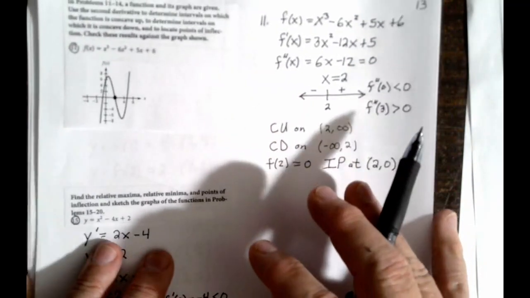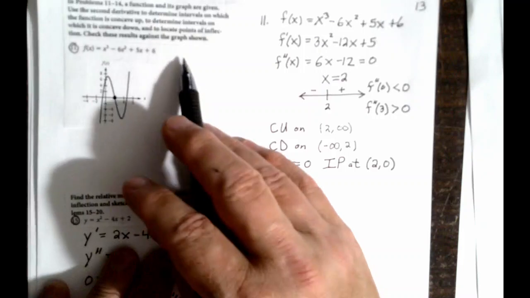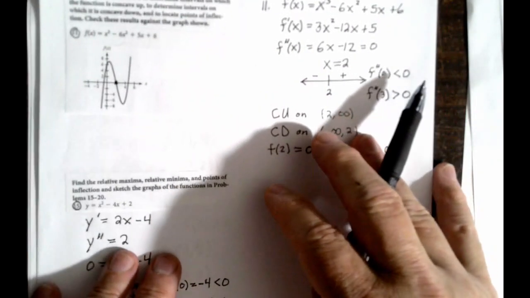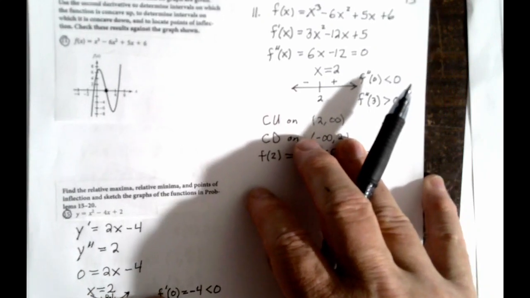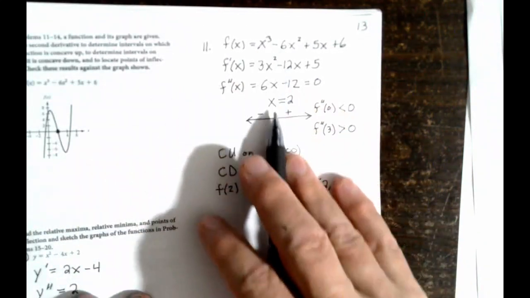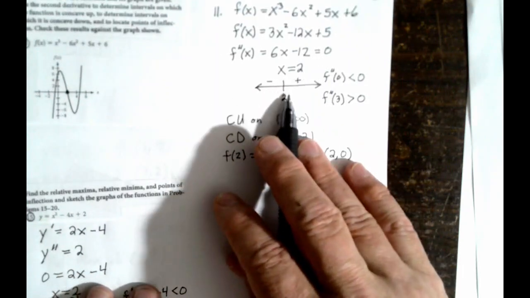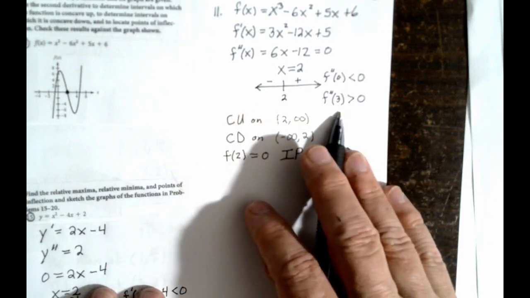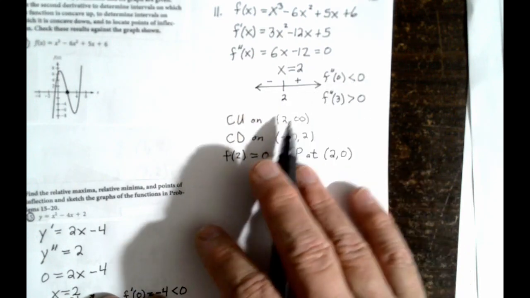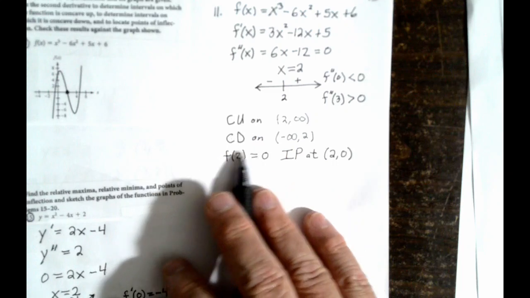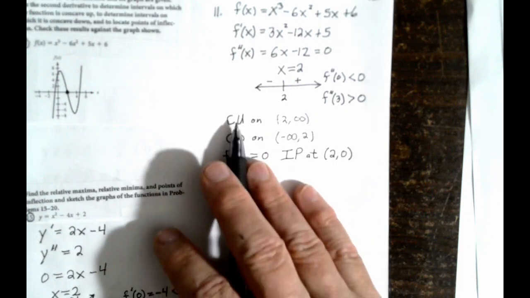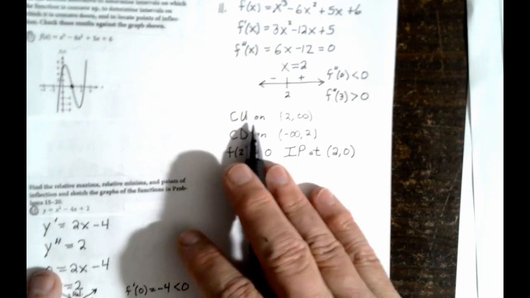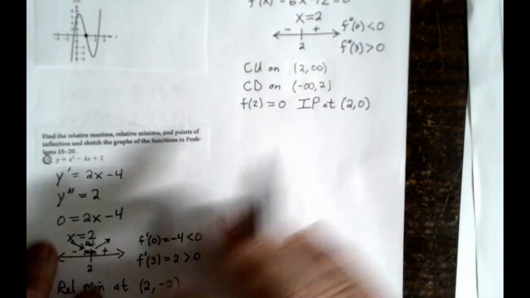Alright, now question 11 says a function and its graph is given. Use the second derivative to determine intervals where it's concave up, concave down, and points of inflection. So you take the second derivative, set it equal to 0, and solve, and you get 2, and you check points on either side of that with the second derivative, and you get negative, so you know that it's concave down from minus infinity to 2, and you get positive for this region here, so you know for greater than 2, it's concave up. And at 2 it is an inflection point.